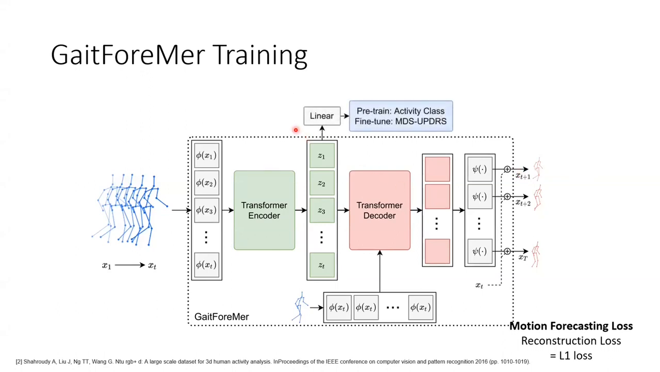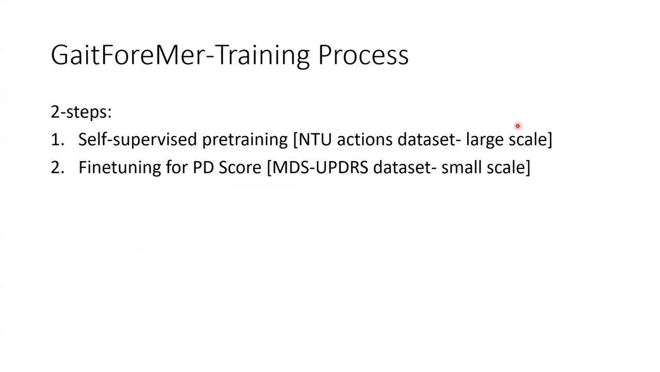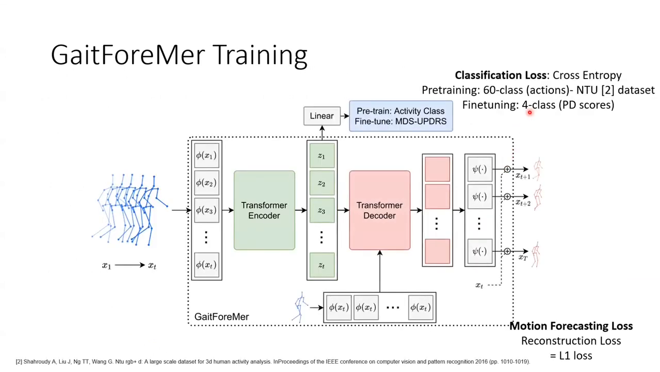And on top of that, we know this spatiotemporal token, and they learn a linear layer on top of that. For the pre-training stage, they have action classification, which is 60 class classification from the NTU dataset, and for classification they use a simple cross entropy loss. For the second stage, they have 4-class classification for PD scores. Actually, here I mentioned they have 5 classes from 0 to 4, but because of some implementation issues, because class 4 and 5 were very vague, they merged them and call it 4-class classification instead of 5-class classification.